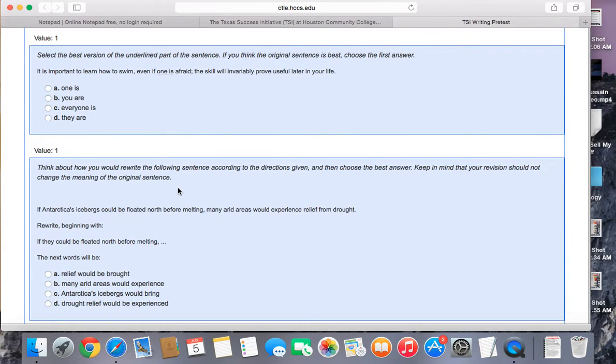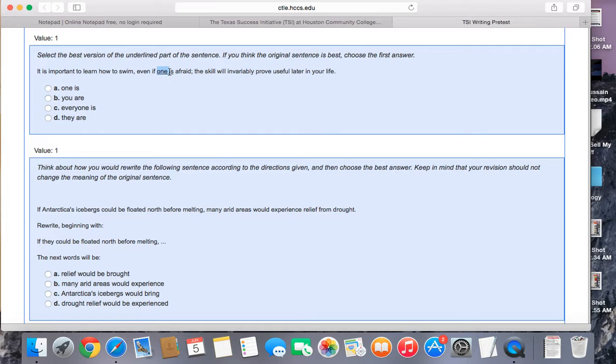Okay, let's go on to the next question. It's important to learn how to swim, even if one is afraid. The skill one time improve your, and also take. You guys also want to take a look at the perspective of the sentence. So it says to your life later. So this has to be your also. You get it? It has to be in the second person.